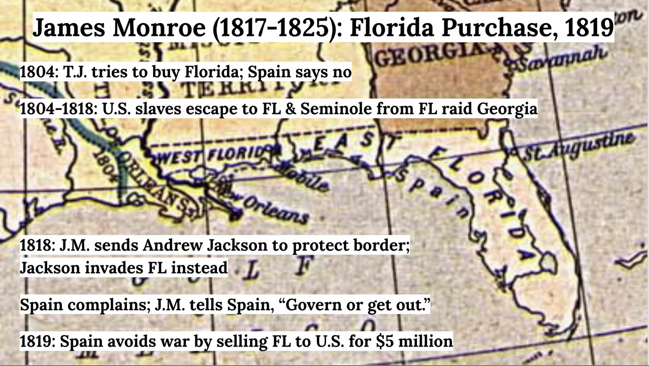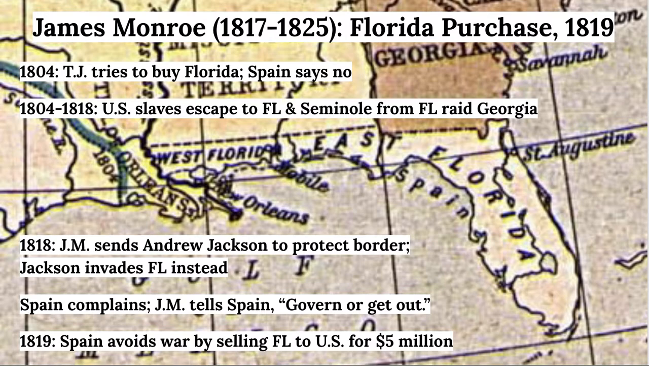So in 1818, he sends Andrew Jackson, remember, big war hero from the War of 1812, to protect the border. Those are the orders that Jackson's given, protect the border. Well, he kind of oversteps his bounds, and he actually invades Florida instead. He goes into Florida on the offensive and attacks multiple military posts near the border. So Spain complains about this, of course, like, Monroe, dude, get Jackson under control, get him out of our land.